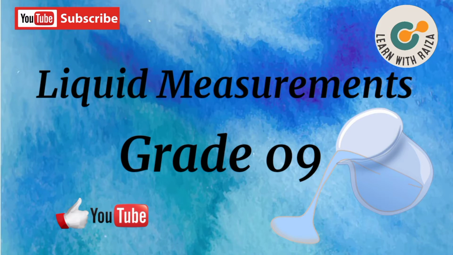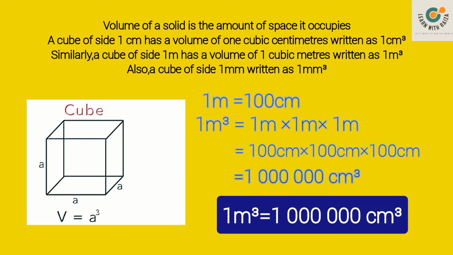Students, we all know that volume of a solid is the amount of space it occupies. So if we consider a cube which has side 1 centimeter, the volume of it will be 1 cubic centimeter. Similarly, if we take a cube with 1 meter, the volume of it will be 1 cubic meter. And a cube with 1 millimeter side will get the volume as 1 cubic millimeter. So here is the relationship between cubic millimeters and cubic centimeters.